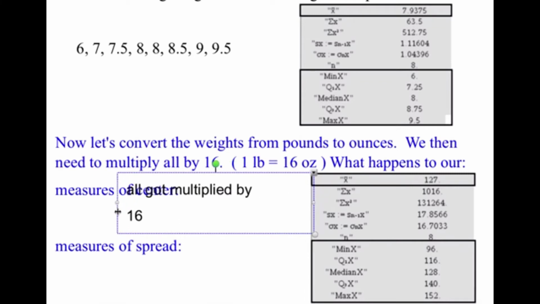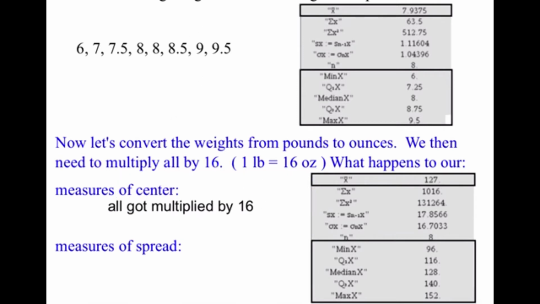Now look at the measures of spread. So measures of spread, again, would be the standard deviation, the IQR, and the range. Standard deviation originally was 1.11, now it's up to 17.856. So that too got multiplied by 16. It did not stay the same.